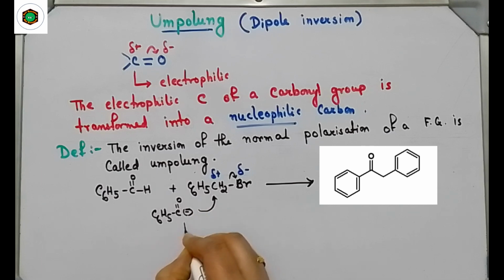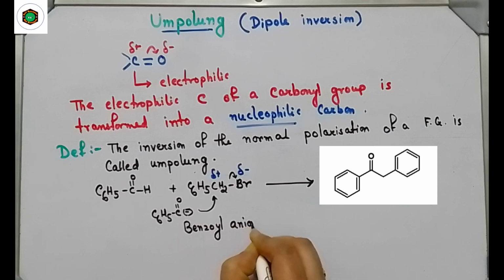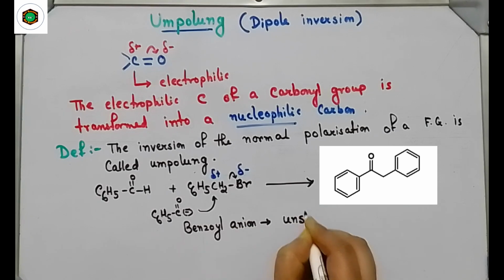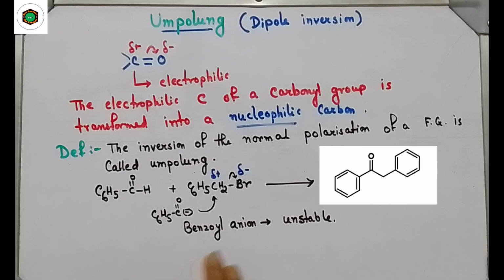But this is the benzoyl anion, and the benzoyl anion is very unstable. So it's difficult to generate this anion in the reaction medium. So what you can do to carry out this transformation is generate a benzoyl anion equivalent. And you can carry out this synthesis.